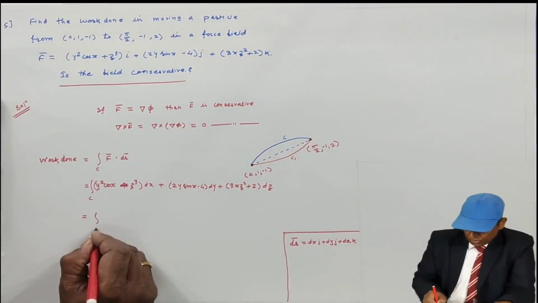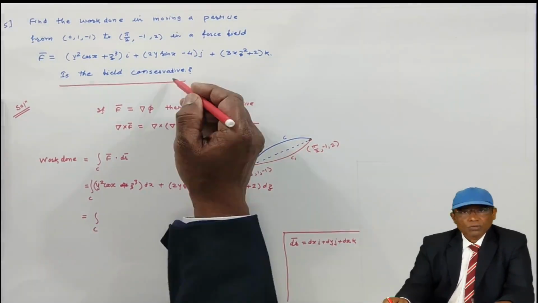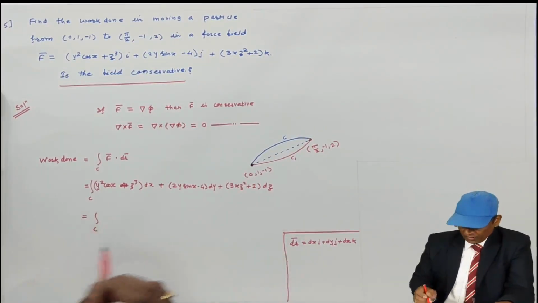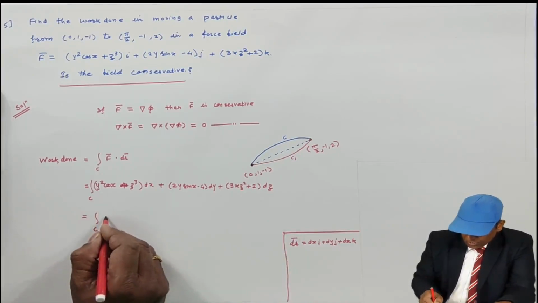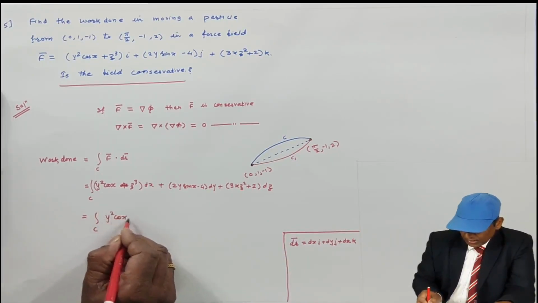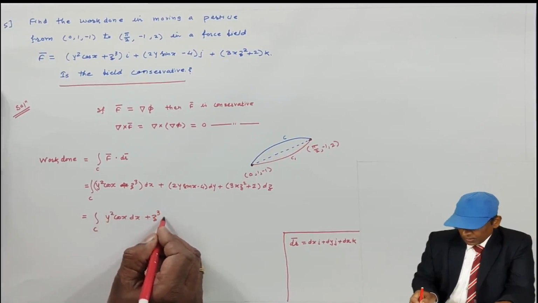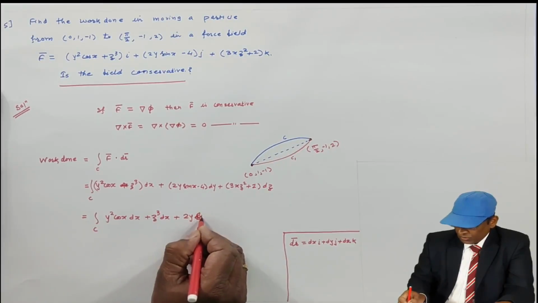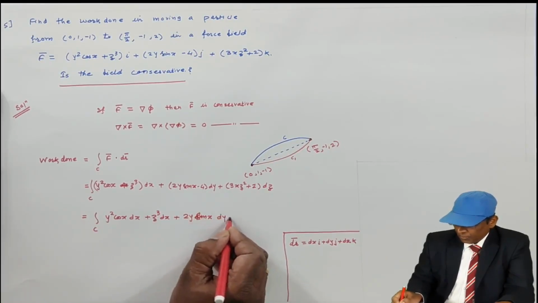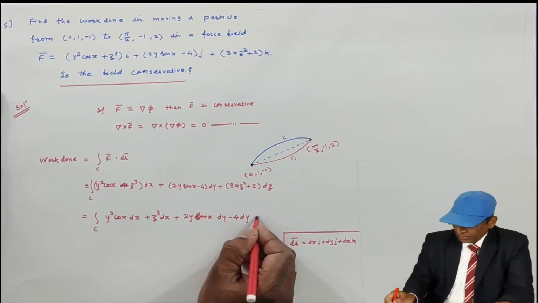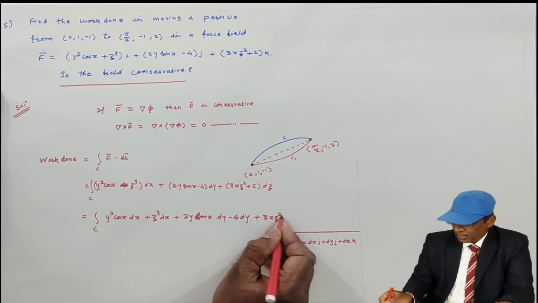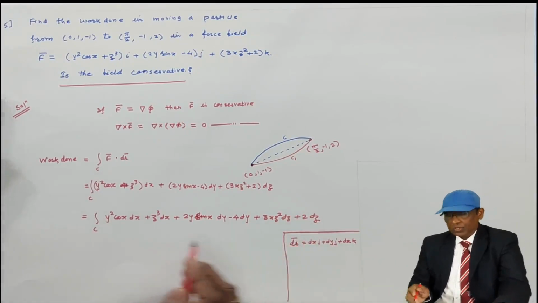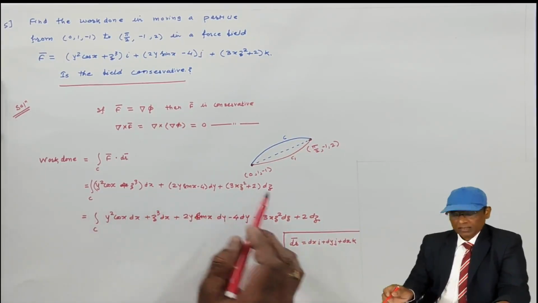So what I am going to do here in this problem, the conservative concept is asked. If you look at this function very carefully, I am going to split it up: y square cos x dx, z cube dx, plus 2y sin x dy, minus 4 dy, 3x z square dz and 2 dz. I have distributed dx, dy and dz.